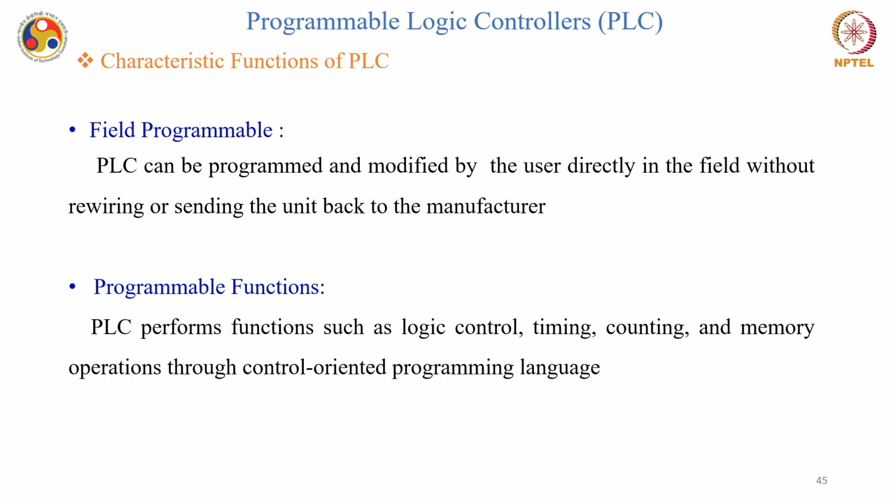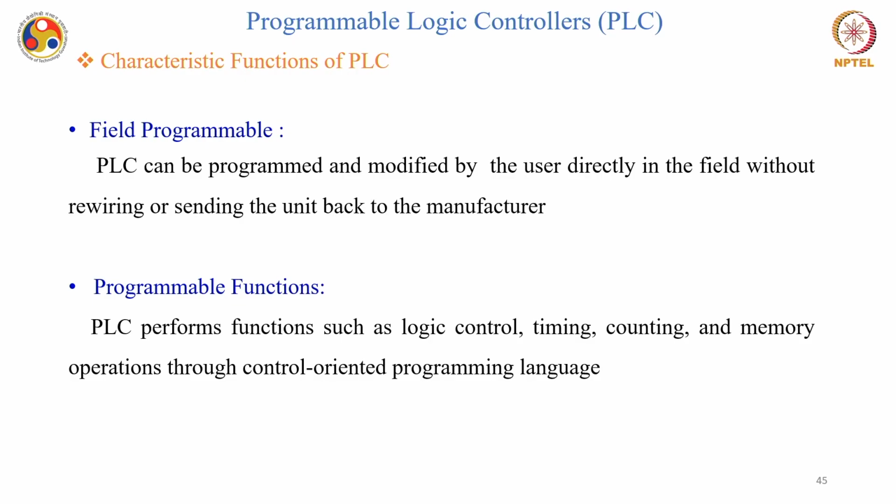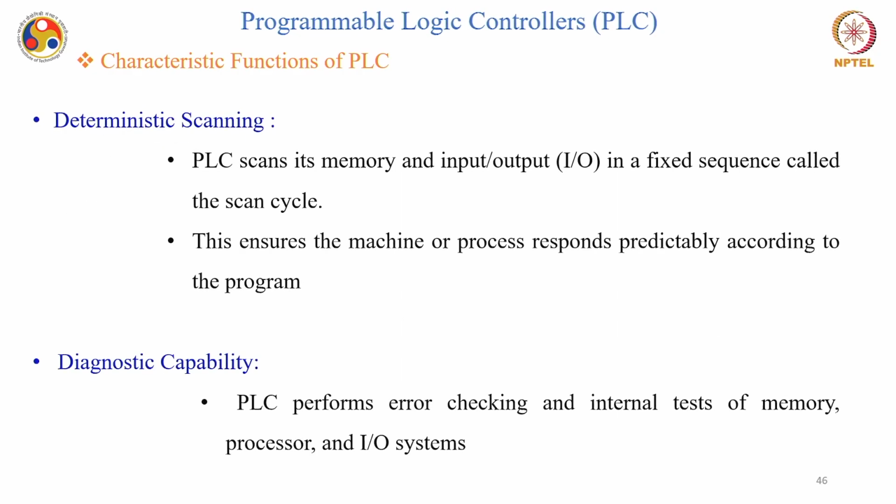So if you want any kind of user defined changes, you have to rely upon the manufacturer. Either you may have to call them or you may have to send the complete relay system to them for any change in the wiring configuration. Similarly, they have programmable functions. A PLC performs functions, for example, logic control, timing, counting and memory operations through control oriented programming languages. We will see some of them.